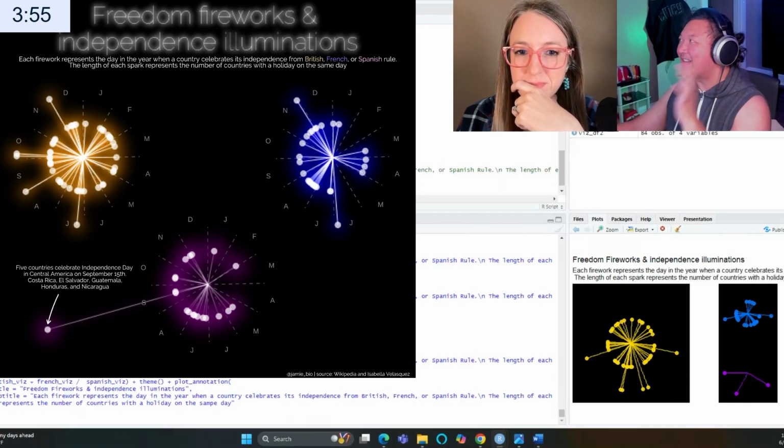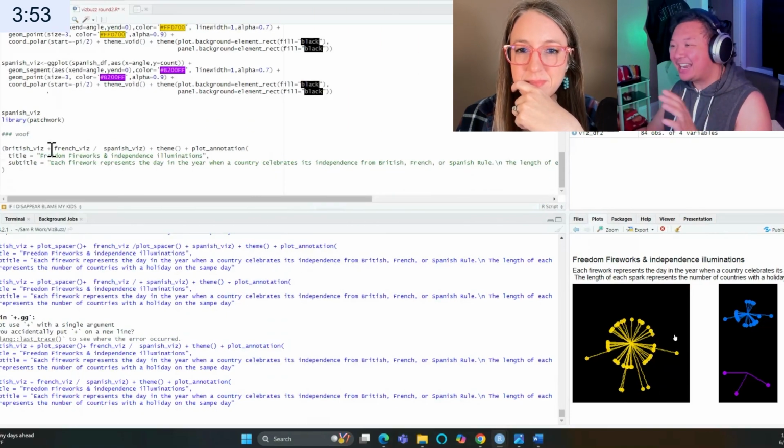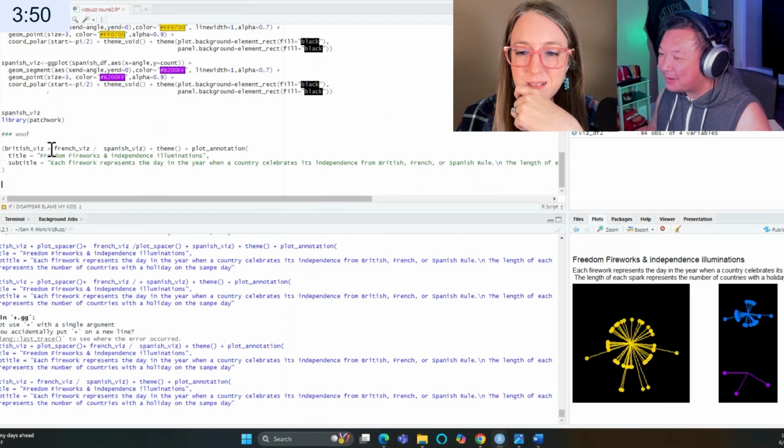Trying to replicate this thing on the left of your screen, chat. Not exactly, but it is very close. He's got a lot of time to hopefully debug that.